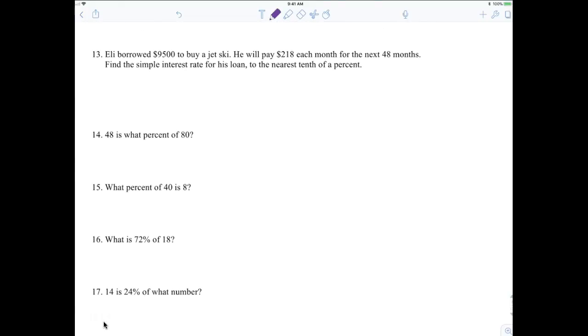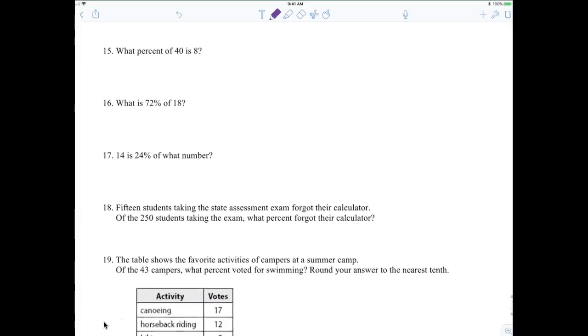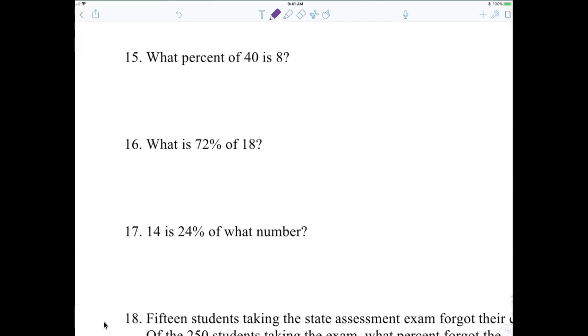Number 13. Okay, listen to me. I made a mistake. This was one section I left off. I need to omit this question. This is going to be for Monday. We're going to do interest rates on Monday. All right, so you can omit question 13. Anything that has to do with interest or banking, we're going to learn that on Monday, I think. All right, back to 15.